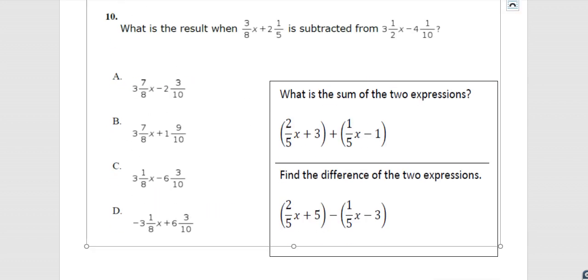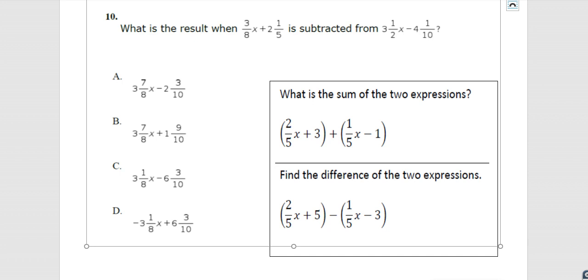What is the result of 3/8 x plus 2 1/5 subtracted from 3.5 x minus 4 1/10? Well, you're looking at a situation where you have to just do it to figure it out.